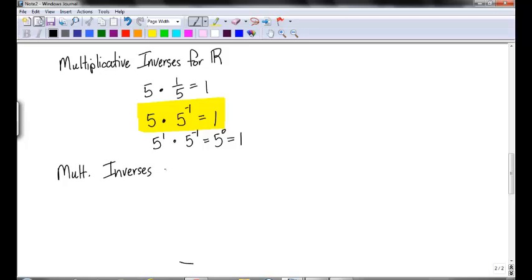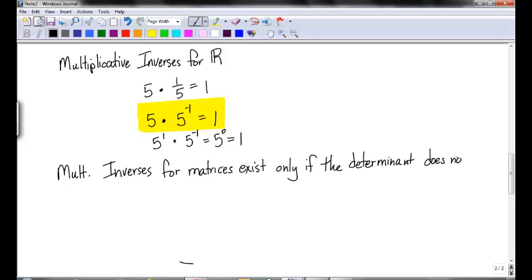Multiplicative inverses for matrices exist only if the determinant does not equal 0. Okay? If the determinant equals 0, then there is no multiplicative inverse. Okay, let's look at an example.